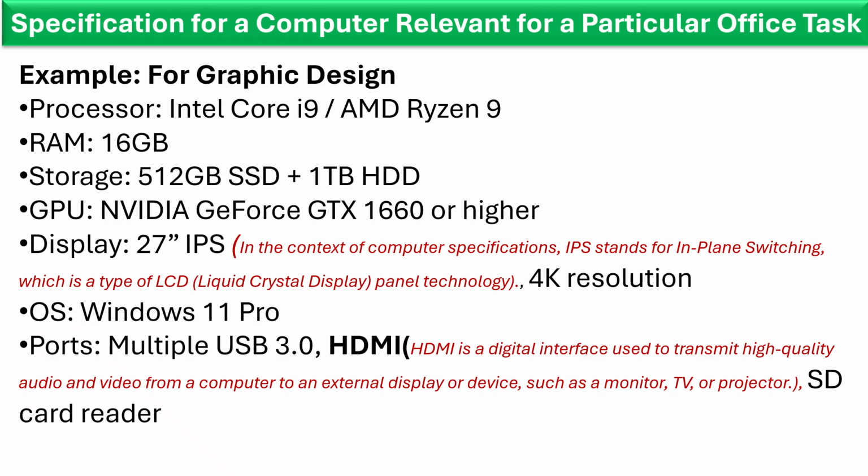Then the specifications for a computer relevant for a particular office task like graphic design would require a processor of Intel Core i9 or AMD Ryzen 9, RAM 16 GB, storage 512 GB SSD plus 1 terabyte HDD. If you're using HDD, you'll need 1 terabyte instead of 512 GB. GPU, you'll need NVIDIA GeForce GTX 1660 or higher.